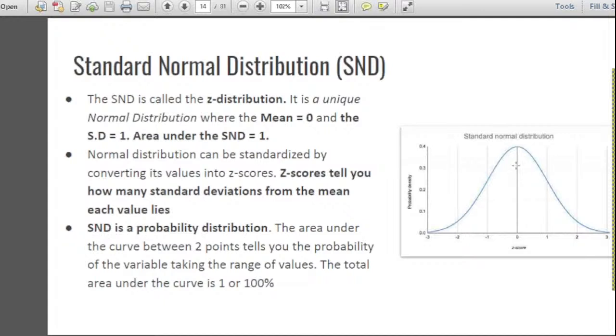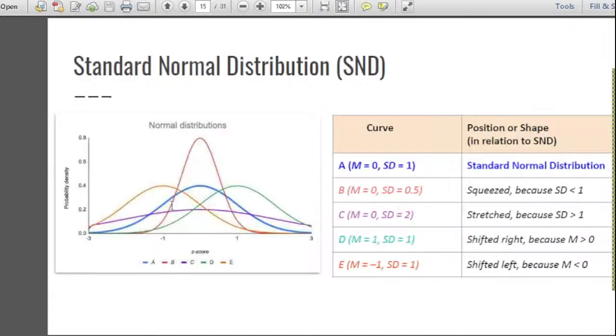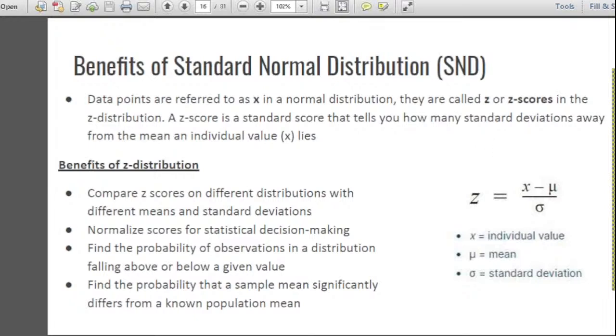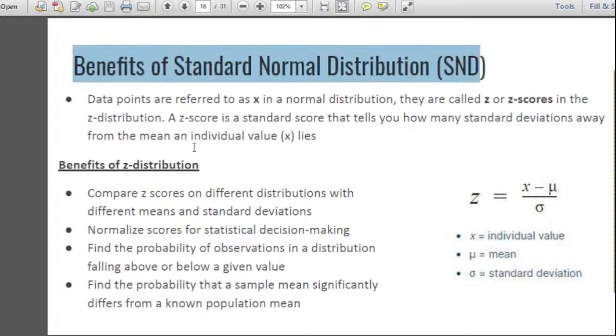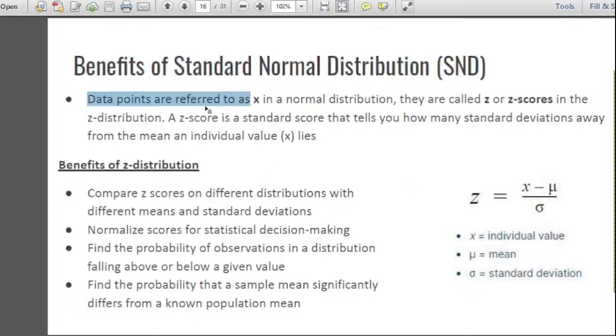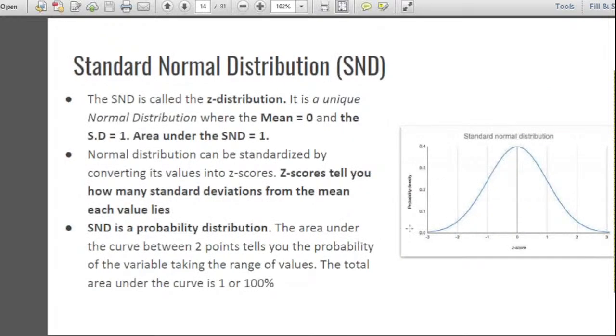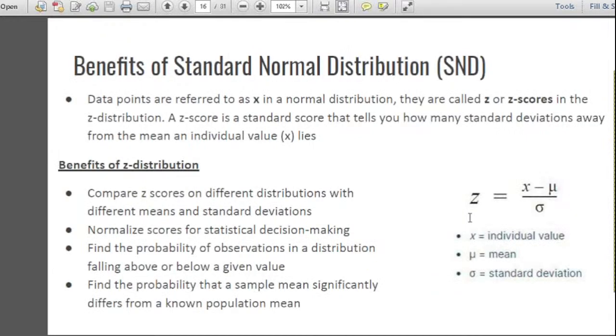Now, the standard normal distribution is nothing but a probability distribution. The area under the curve between 2 points tells you the probability of the variable taking that range of values. I'll explain this, but why do we convert it into a standard normal distribution? Let's understand this. What are the benefits of the standard normal distribution? The data points are referred to as x in the normal distribution, and they are called z-scores in the standard one, right? So when you have a normal distribution, on the x-axis you had the x variable, and that gets converted into a z-score, right?